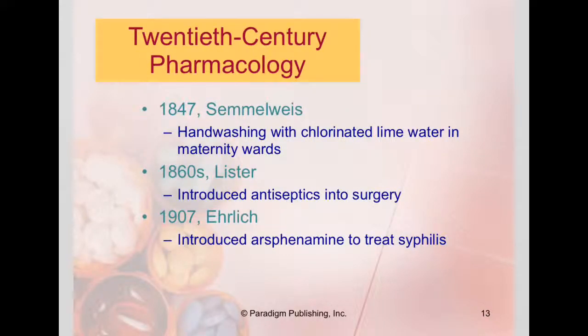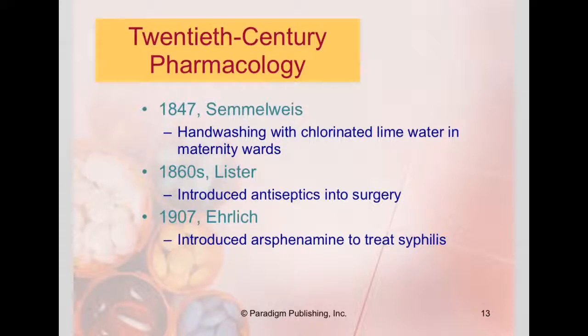During the 20th century pharmacology, we had Semmelweis in 1847. He started the whole hand washing with chlorinated lime water in the maternity wards. There were a lot of babies dying, and he thought, well, maybe if we wash our hands, germs wouldn't get spread, and so he did that, and it reduced the deaths from the different fevers and things they would get. Next we had Lister. He introduced the antiseptics into surgery. He used carbolic acid for cleaning the instruments and sutures.